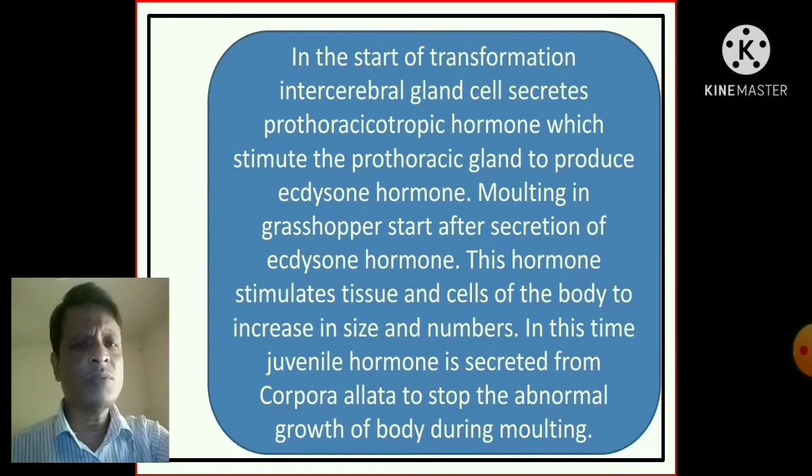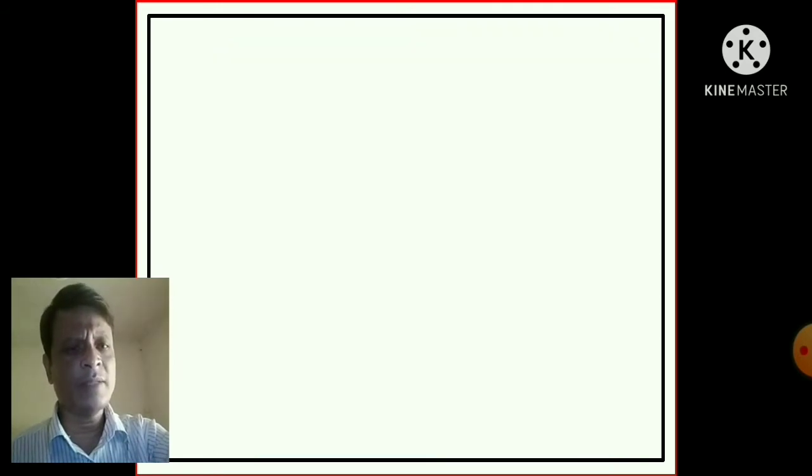At the start of the transformation, intercerebral gland cells secrete prothoracicotropic hormone, which stimulates the prothoracic glands to produce ecdysone hormone. Molting in grasshopper starts after secretion of the ecdysone hormone. These hormones stimulate tissues and cells of the body to increase in size and number. At this time, juvenile hormone is secreted from corpora allata to stop the abnormal growth of the body during molting.